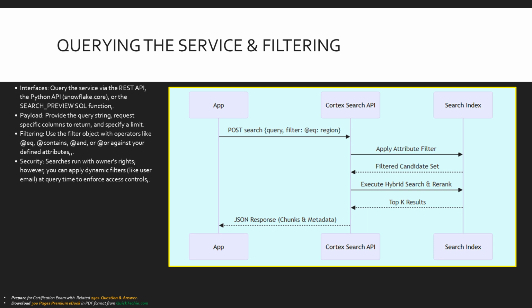Let's trace a secure application query in this sequence diagram. The app issues a POST request to the Cortex Search API, passing the user's natural language query and a strict attribute filter, such as limiting the search to a specific region. The API first hits the index to apply the attribute filter, immediately narrowing down the filtered candidate set. Only then does the heavy hybrid search and re-ranking execute on the authorized subset. Finally, the top K results are returned as a clean JSON response containing both the text chunks and their associated metadata.